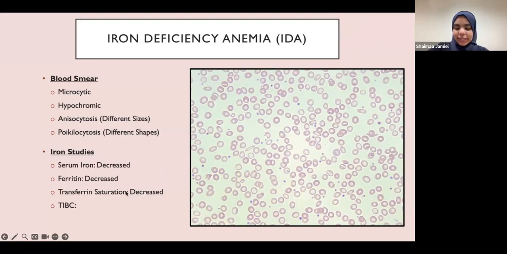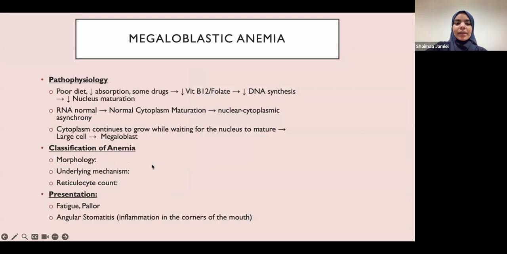Wait, so I saw it decreased. Maybe it is high. I'll have to check that. What about TIBC? The binding capacity? Yes, so the binding capacity will be high because there's a lot of capacity for the iron to bind. Okay. So yeah, okay. Moving on to megaloblastic anemia.